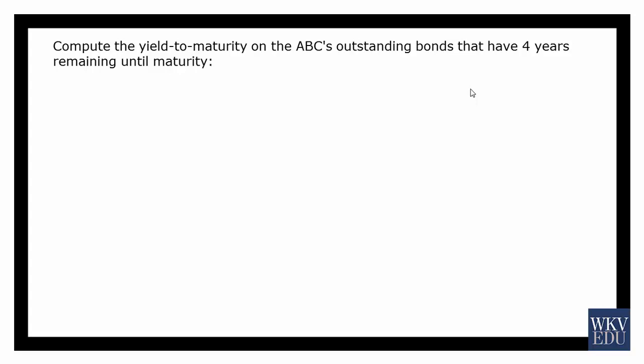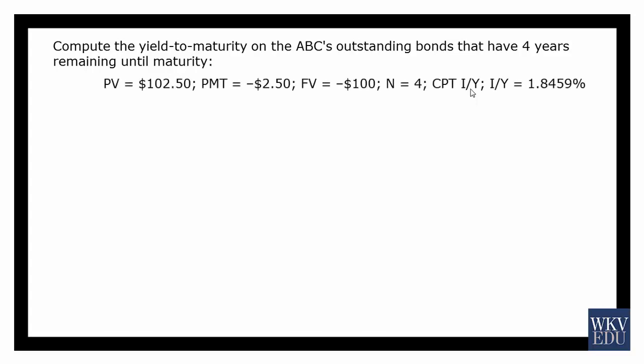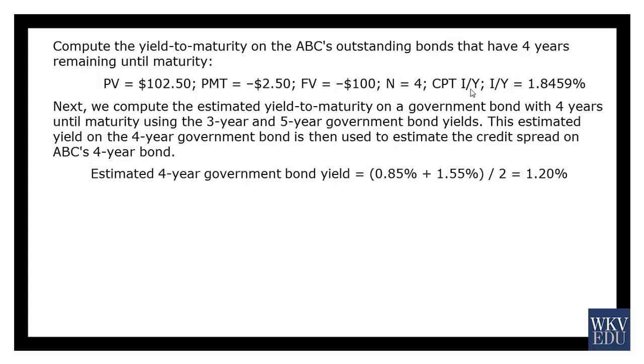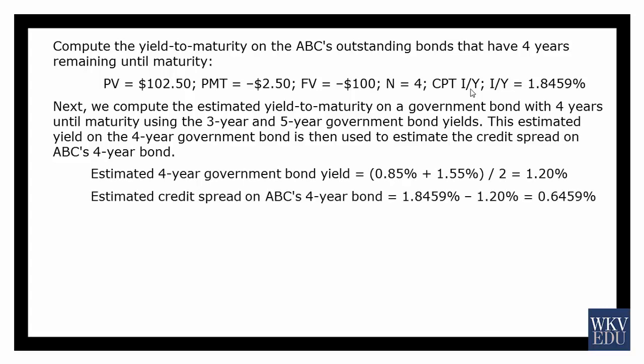The first step here is where we calculate the YTM on the outstanding bonds that have a 4-year maturity, and the answer is 1.85% approximately. Now we'll compute the estimated YTM on a government bond with 4 years maturity using the 3-year and the 5-year bond yields. The estimated yield on the government bond is then used to estimate the credit spread on the company's 4-year bond. The estimated 4-year yield is this, and therefore the estimated spread is the average of this subtracted from this, and therefore we get a spread of 0.65%.